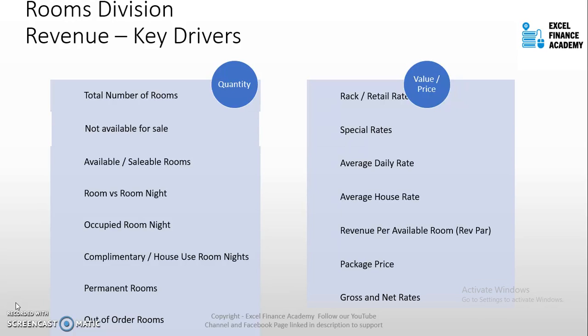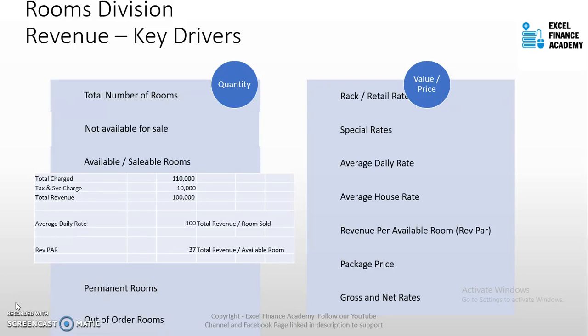Then another term we need to understand in the value section is the gross and net rate. So what is the gross rate? The gross rate is the rate which includes VAT and service charge. VAT is the government tax, and the service money. Hotels calculate service money on the guest revenue, and the net rates are all revenue exclusive of any tax and service money.